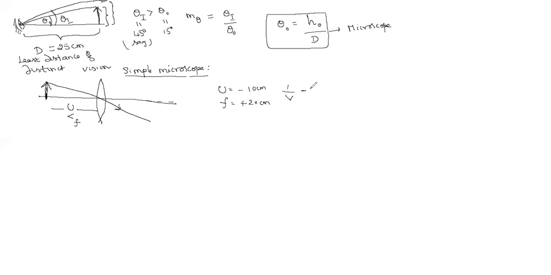1 by v minus 1 by u, 1 by v equals 1 by 20 minus 1 by 10. You are getting minus 1 by 20. Minus comes, so same side. So on the same side at some distance the image will be formed. Same side means virtual image. So a virtual image will be formed here.